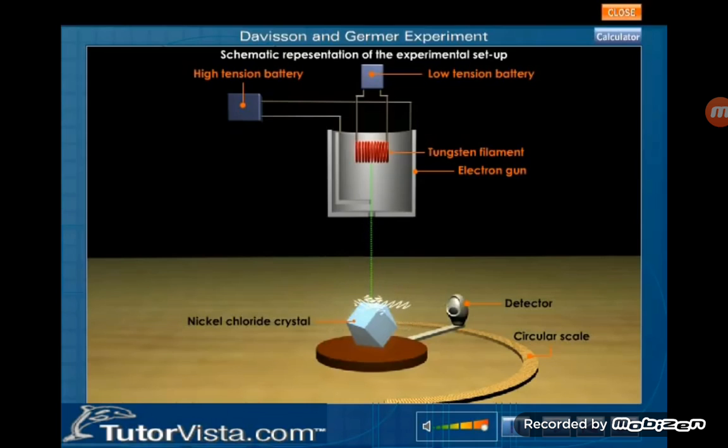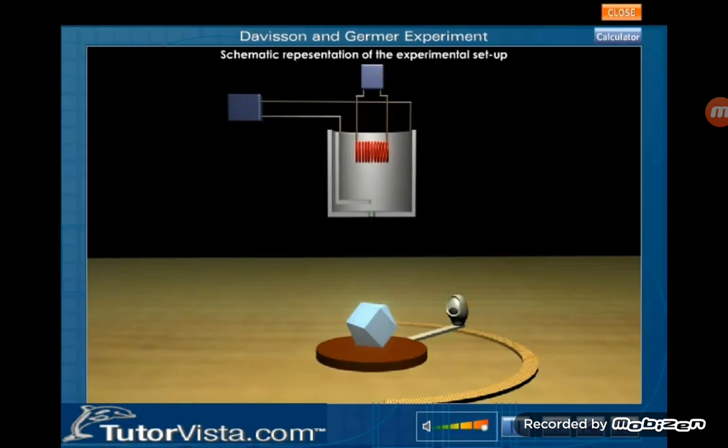How did they perform the experiment? The electron beam was made to pass through a pinhole and made to strike the crystal normally. The electrons scattered in all directions, acting like waves.